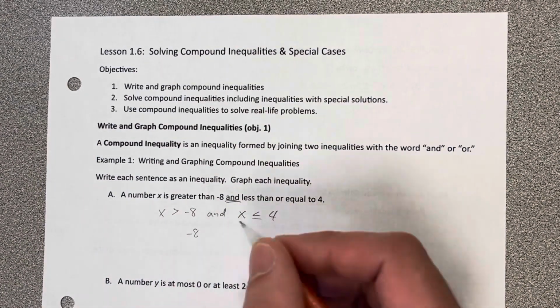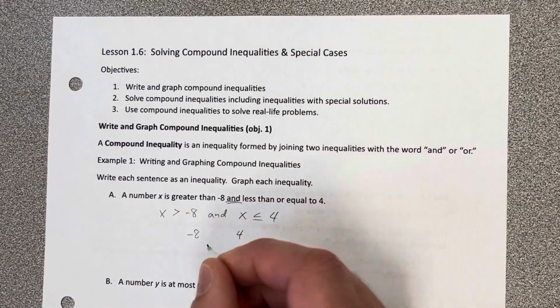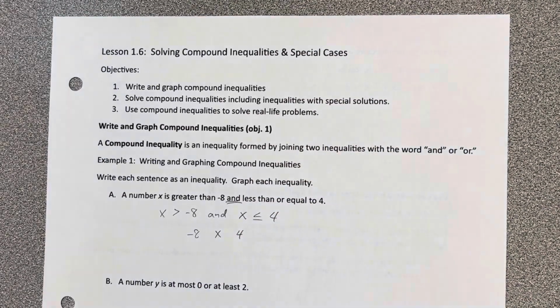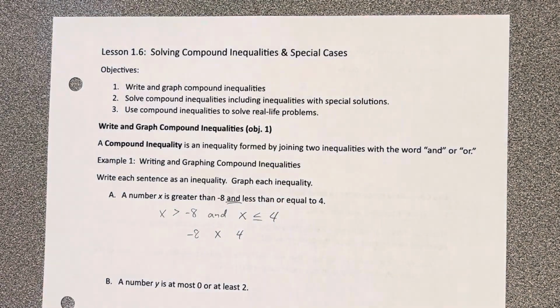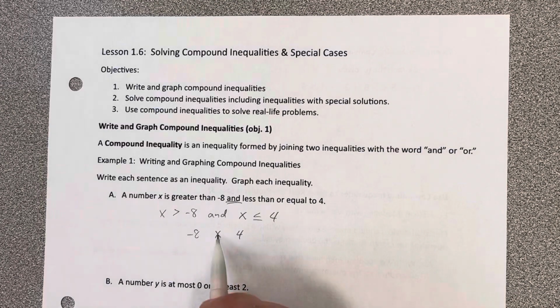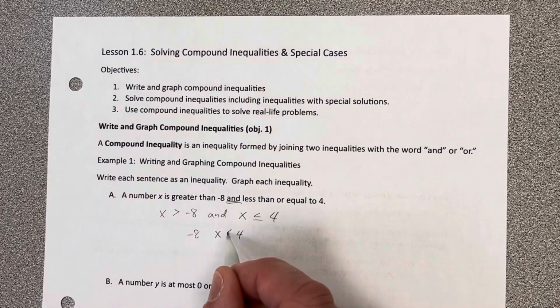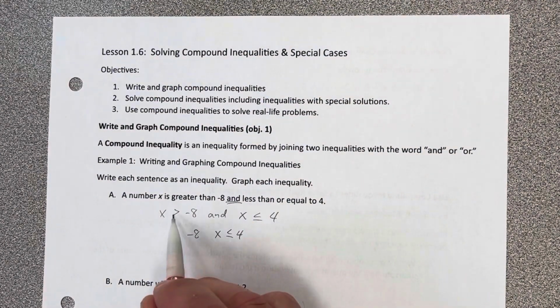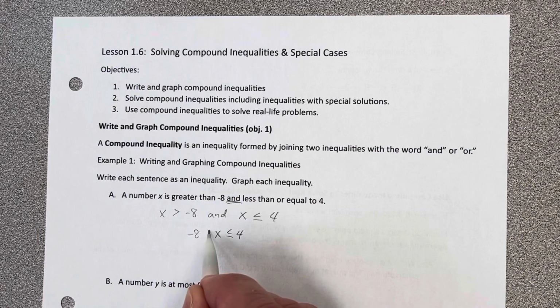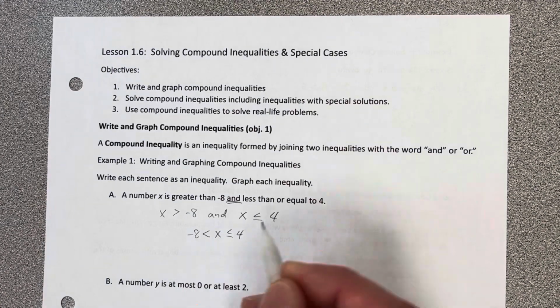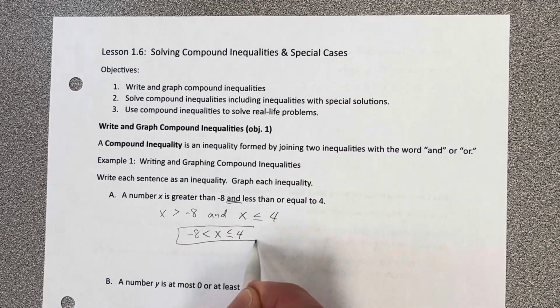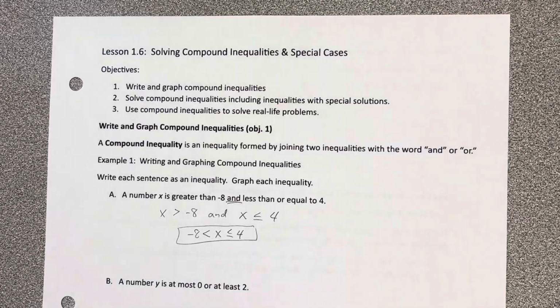Put the smaller number on the left, the bigger number on the right, x in the middle. And then you're going to describe each inequality with this single x. X is less than or equal to 4, and x is, be careful here, greater than, because you're reading it from right to left, x is greater than -8. This is the preferred way to write "and" compound inequalities.